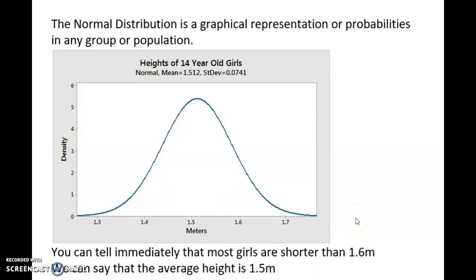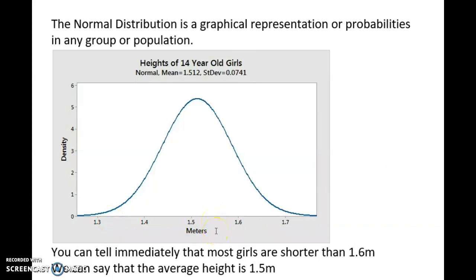Today we're going to look at the normal distribution, which is a graphical representation of the probabilities in any group or population. I have put in here a graph of the normal distribution of heights of 14-year-old girls. When you see that, you can see that it has that normal bell-shaped curve that we're used to seeing and hearing lots about. In these, you will always see that the mean is always the middle of the bottom line, the middle of the curve on the bottom, on your horizontal line.